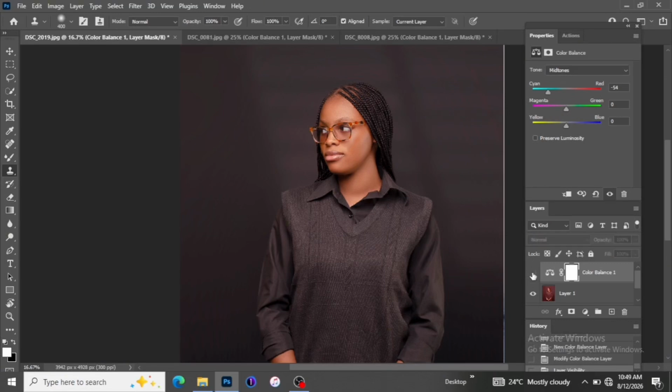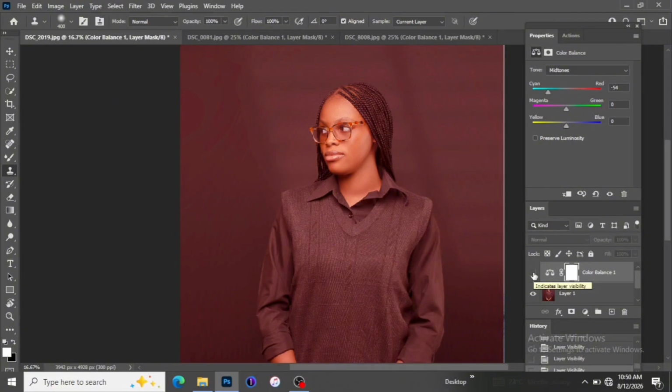Now look at it. Before, after, before, after. So that's what color balance does. Remember, this picture was shot like this, for example, because of the temperature of the room or whatsoever. Now we are balancing the color. All you need to do is to understand the color first. Which color is more prominent in this picture?